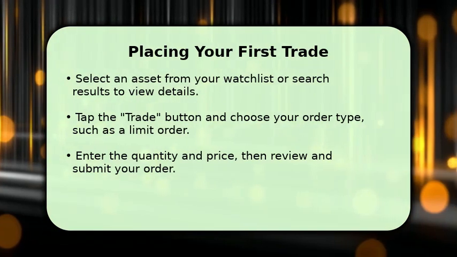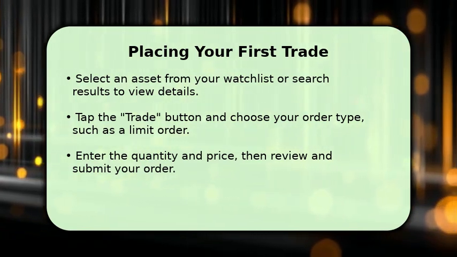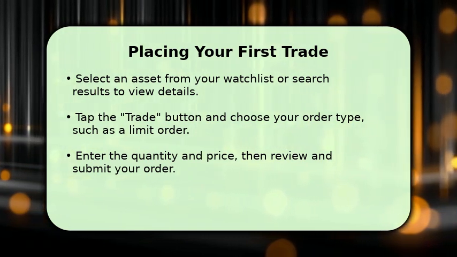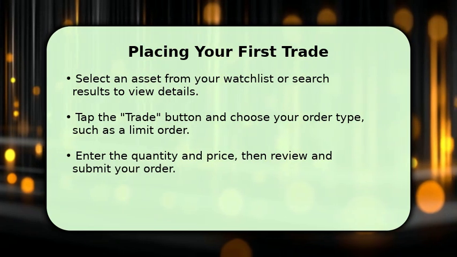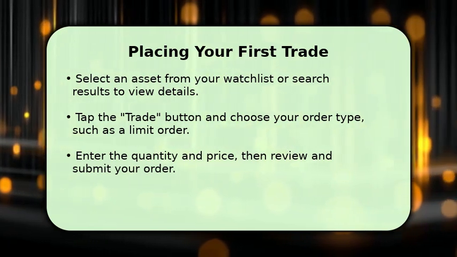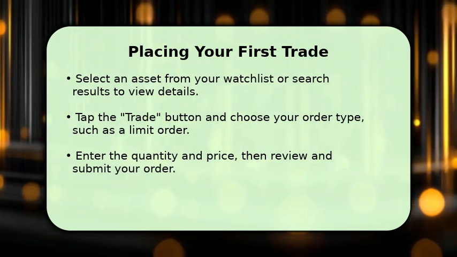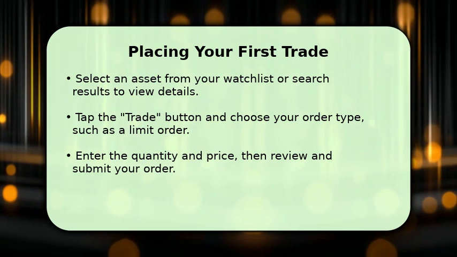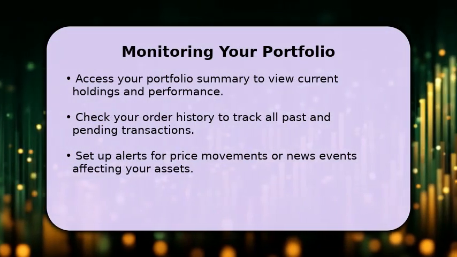Ready to place a trade? It's simpler than you think. First, select the asset you want to trade, either from your watch list or by using the search function. Next, tap the Trade button. You'll then choose your order type, perhaps a limit order for precise control. Input the quantity and your desired price, then carefully review all details before submitting your order. It's that easy.